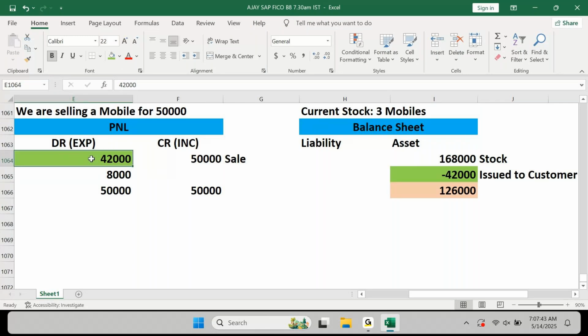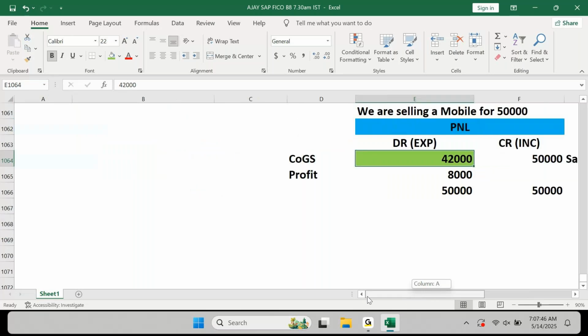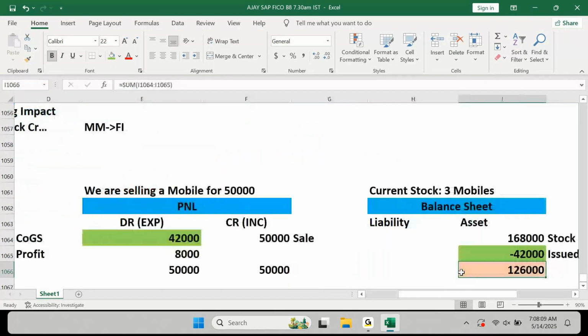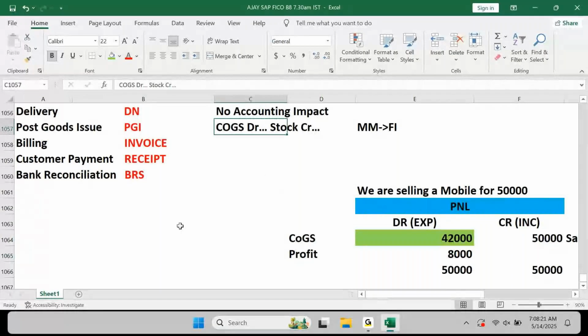When you write this accounting entry for PGI, you will write what? COGS debit, stock credit. Is this right? You will debit COGS. This is what you did here. You credited stock. Asset, you deducted the stock. Whatever we wrote on the Excel sheet, is it the same thing in your accounting entry or anything new? Same. This is the same thing.